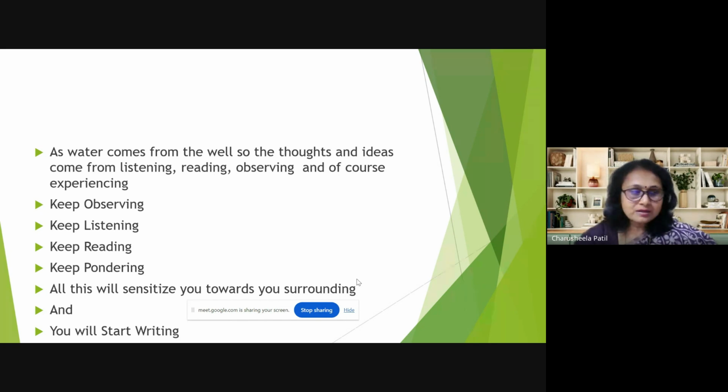In one life of 60 to 70 years, the average lifespan, we cannot live the whole world. But through reading or writing about others' lives and experiences, we can certainly enrich our life. So what we should practice is that we should read, and of course we should write. What I would suggest is that keep observing the people around you, the world around you, the society around you, then keep listening, keep reading, and keep pondering.